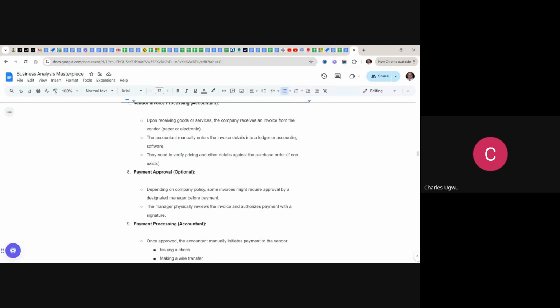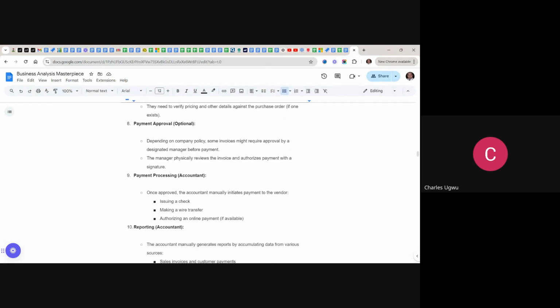So in so many cases, the person that does this is maybe the head of department or a designated person, and that's why I put optional. At times it is in such a way that once the payment is verified, the payment goes out, or you just pay. So the next for the accountants here is payment processing.